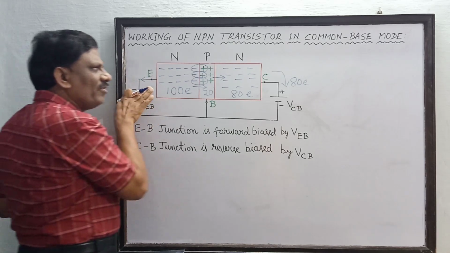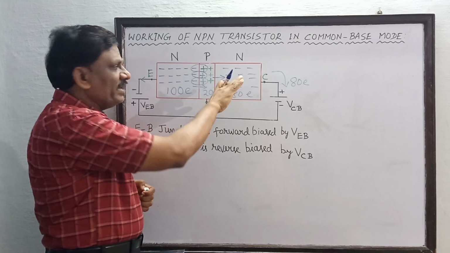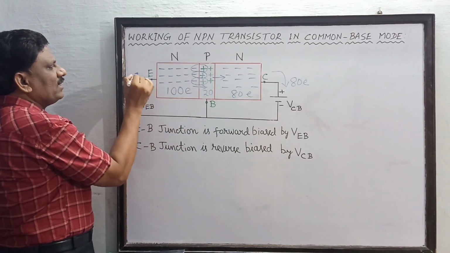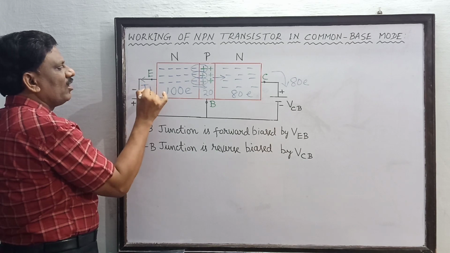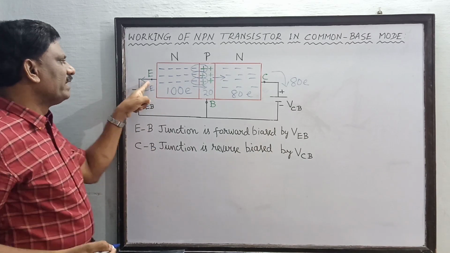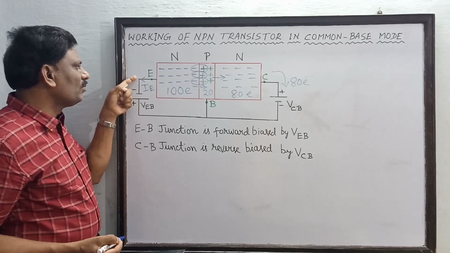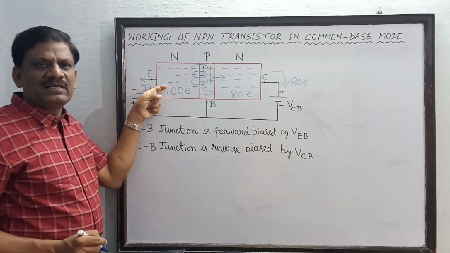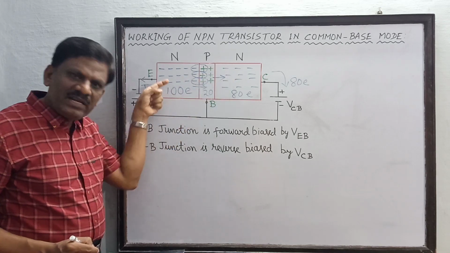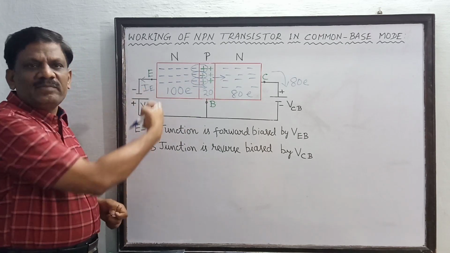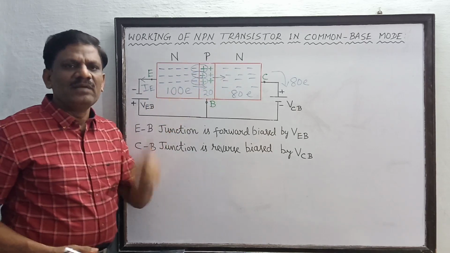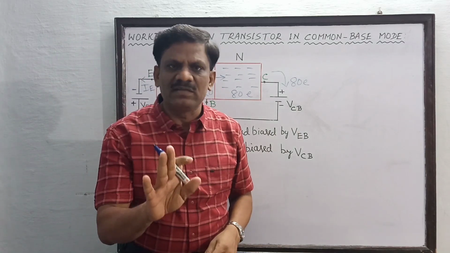So electrons are flowing towards the base region, which means the holes are flowing outwards. Therefore, this is the direction of the emitter current. The arrow mark indicates the flow of positive charges, namely the holes. This is because electrons are moving towards the base, or inwards, so the conventional current must be outwards. So inside the semiconductor, the emitter current is due to the flow of electrons only.